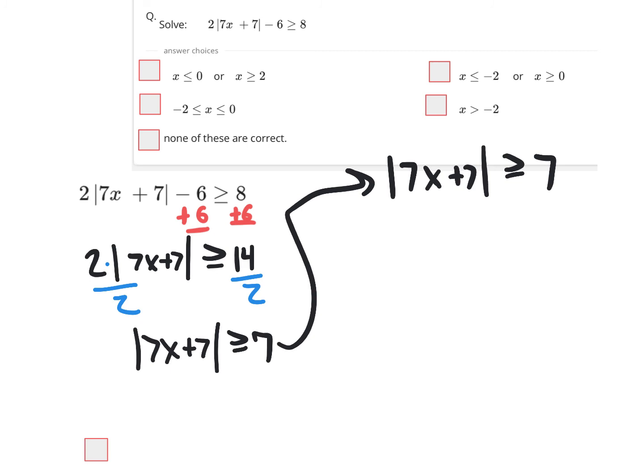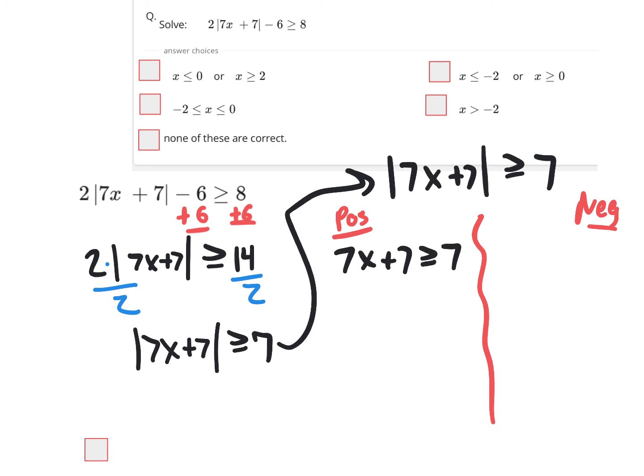Now that it's isolated, I could do my positive situation and my negative situation. The positive situation is writing it exactly the way it is without the absolute values. That's 7x plus 7 is greater than or equal to 7. The negative situation is the same exact thing, 7x plus 7, but we're going to change the inequality and also change the sign of the right side of that 7 right there. So now we're going to solve both of them.